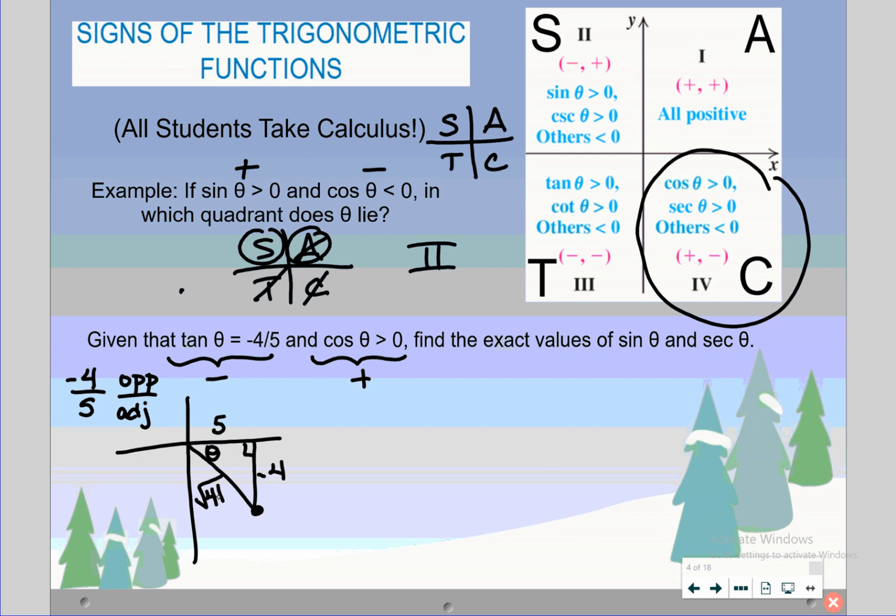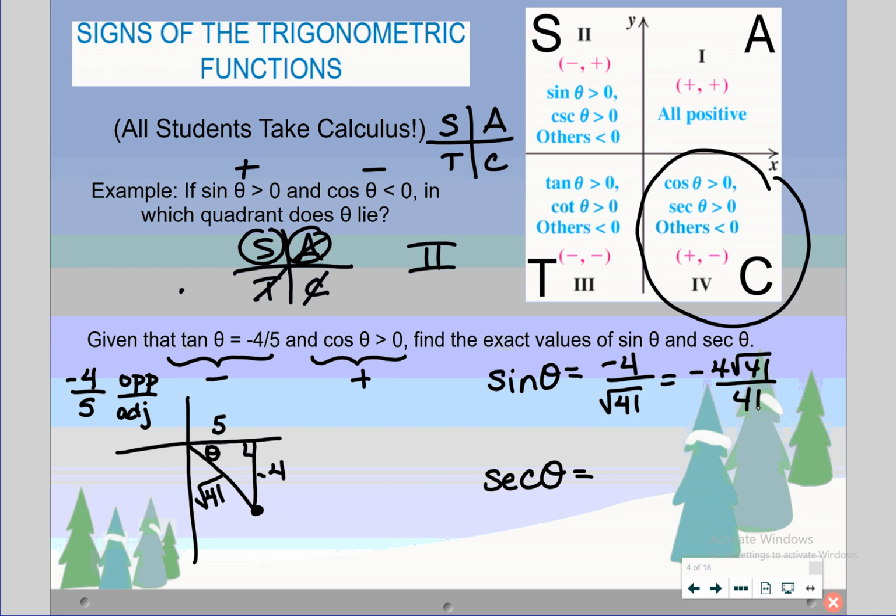Once you have this picture, you can find all 6 trig functions. It's only asking for 2 here, though. It's asking for sine and secant. What's the sine of theta here? Perfect. And then if I rationalize, -4 rad 41 over 41. And secant.